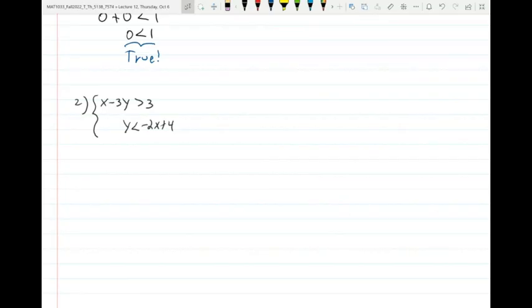Wait, but can it be either one? You're now working with number one. You don't look at number two at all. Number two is later. Remember, this is not a system of equations. This is a system of inequalities.